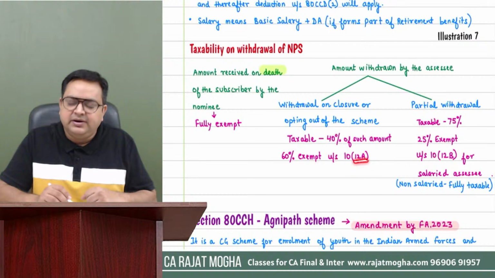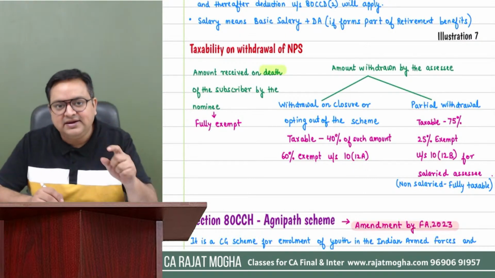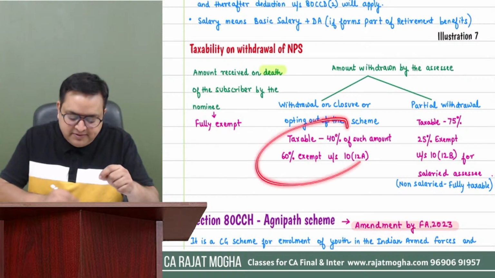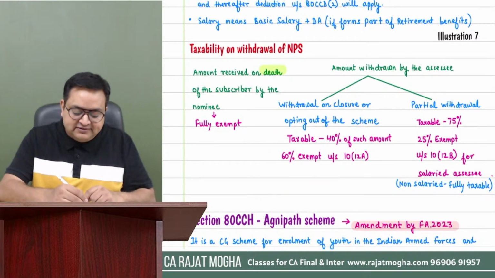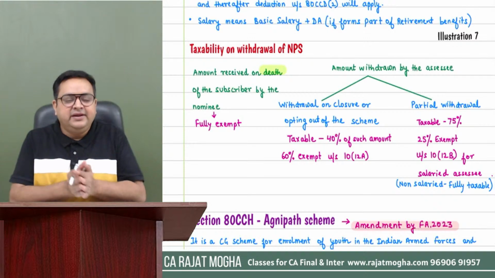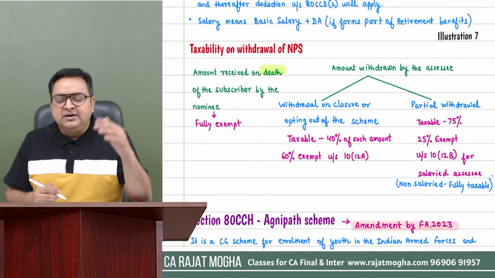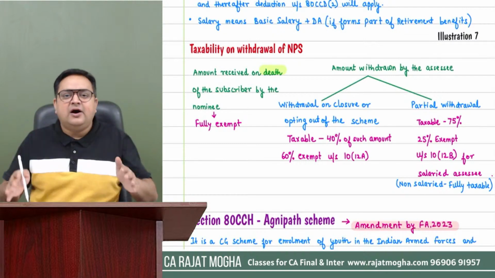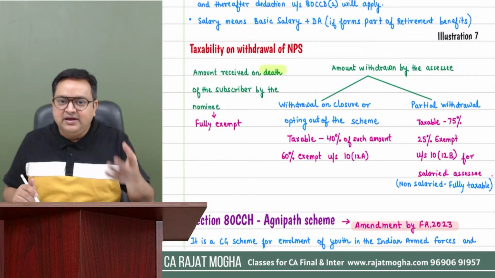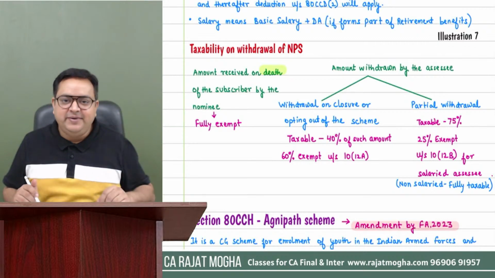You don't have to remember the full number, but please remember this percentage. This is something which is important. This can come in an examination. So if there is death of the assessee and if their family member legally is withdrawing the amount, fully exempt. But if there is no case of death, the assessee himself is closing down their NPS scheme and then withdrawing the amount, 60% of that amount will be exempt, 40% will be taxable.